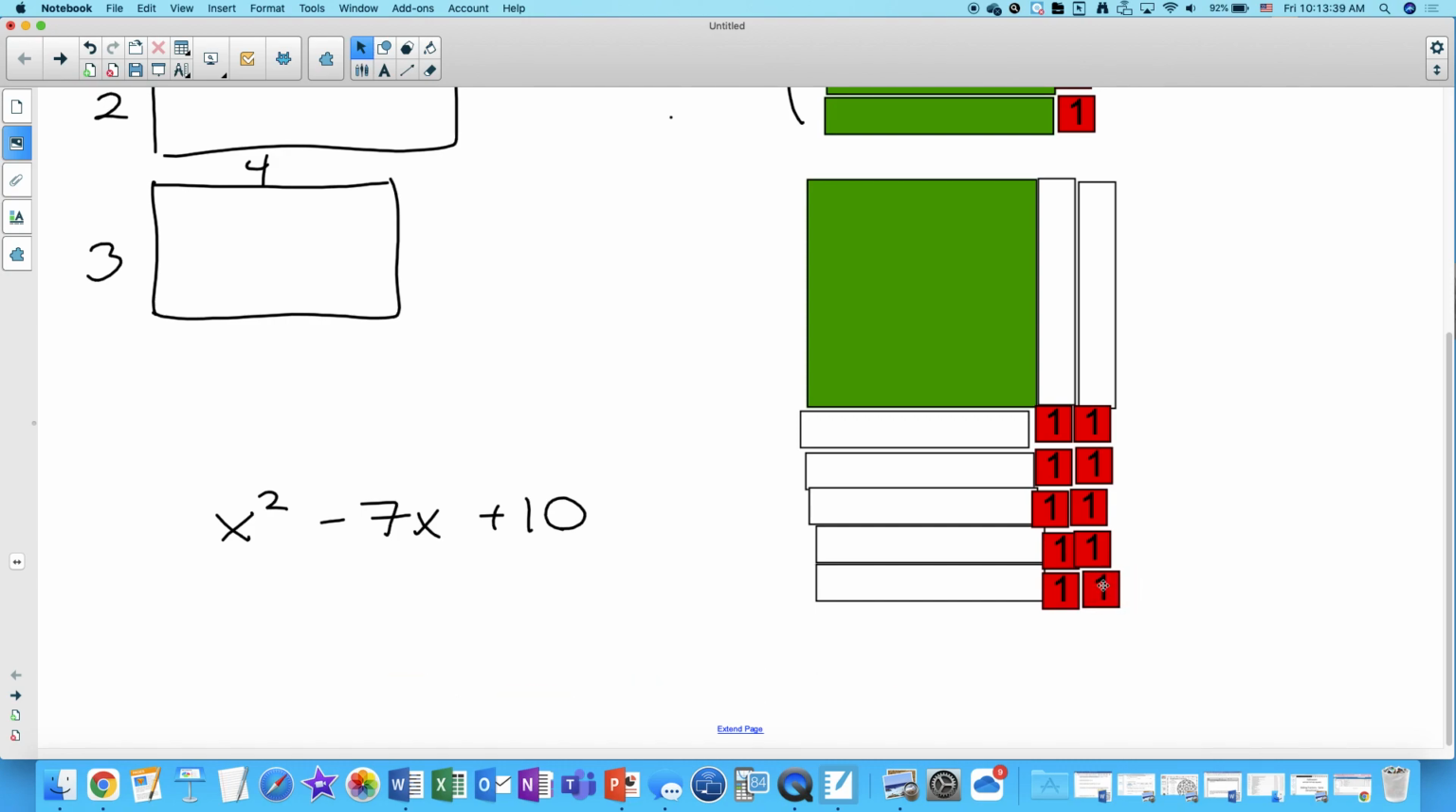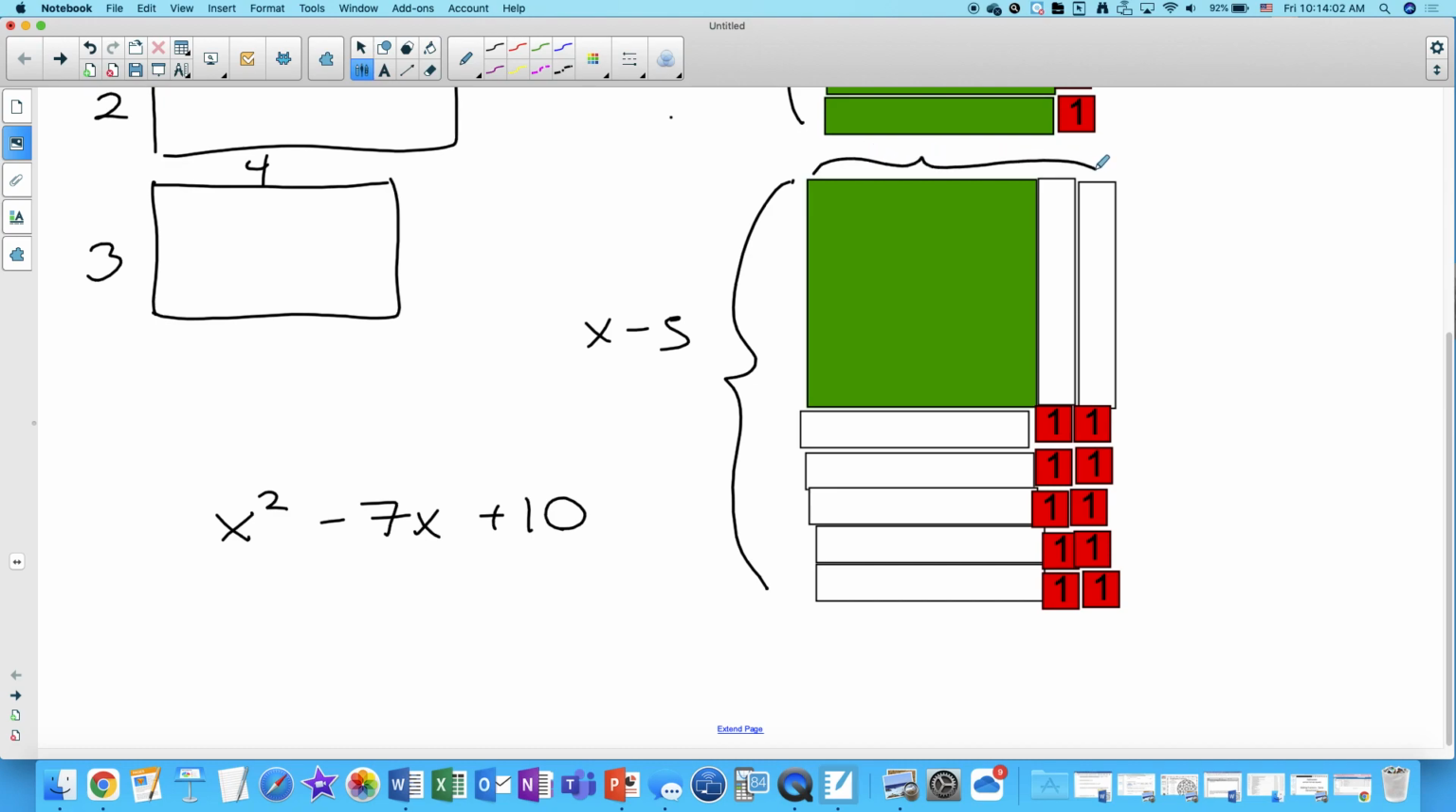Okay, and now if I look at the side lengths, well, over here, what's that side length? Yeah. X minus 5, because this has a side length of x. These each have a side length of negative 1. So this is x minus 5. And then what about up here? Yeah. X minus 2. And in fact, this is true. This is equal to x minus 5 times x minus 2.